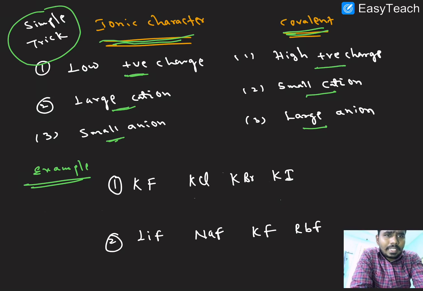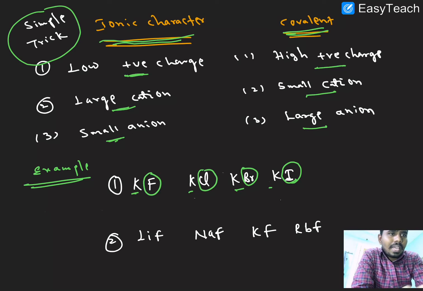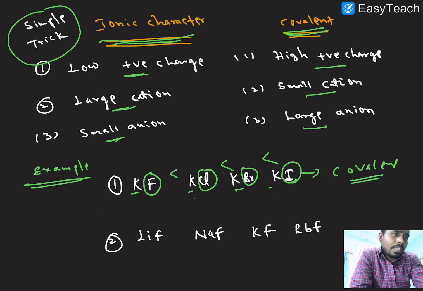So the cation is the same, but the anion is iodine, bromine, chlorine and fluorine. Which has more size? Iodine has more size, so iodine, a large size anion, contains more covalent character. So this is the increasing order of covalent character. So KI has high covalent character, right?